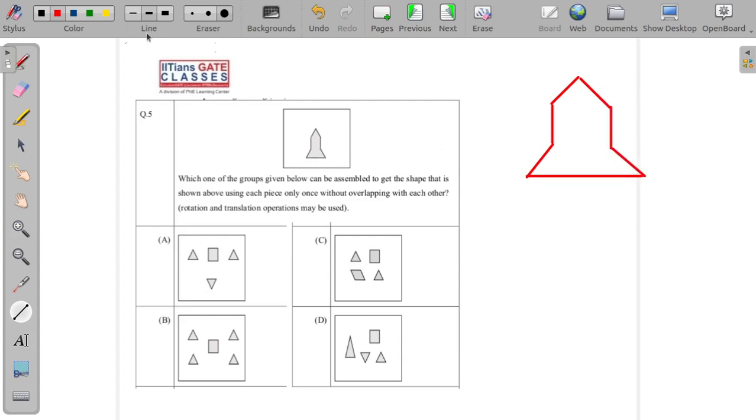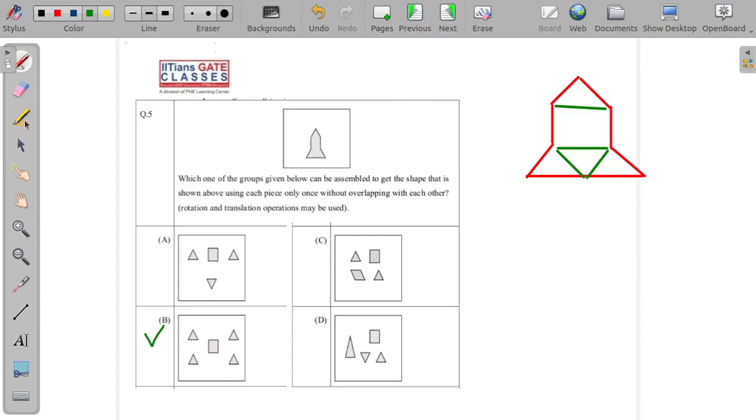This is the given shape. I can divide this in this way and this way also. And this will satisfy option B here. Okay.